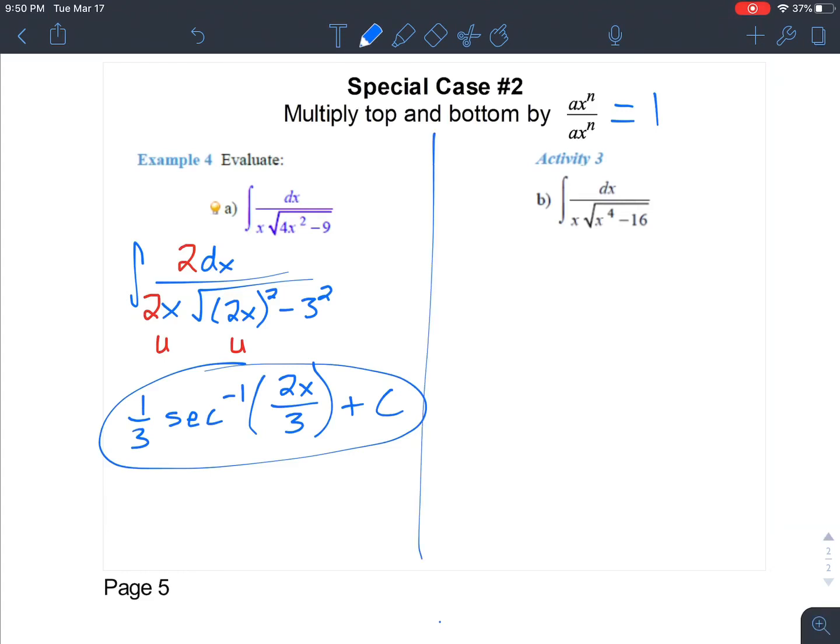All right, now for this second one, I want you to try this on your own. I'm going to give you a hint. You need to multiply by a variable, because notice ax to the nth, it is possible you need to multiply by x. So pause the video, give that a shot, and then I will demonstrate how to solve it when you are done.